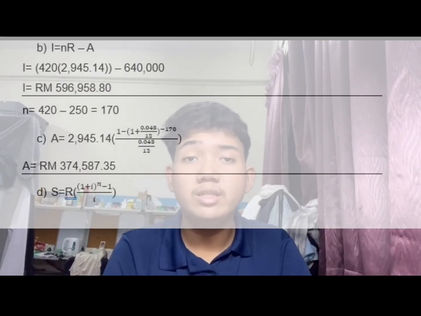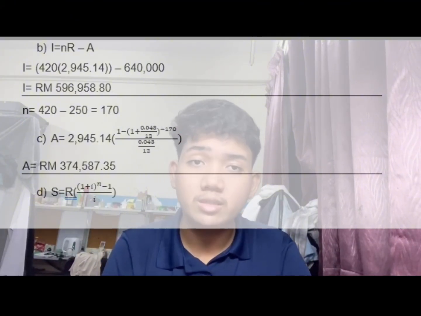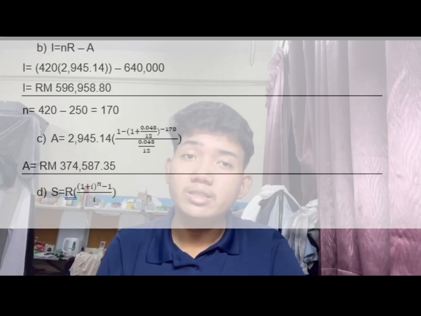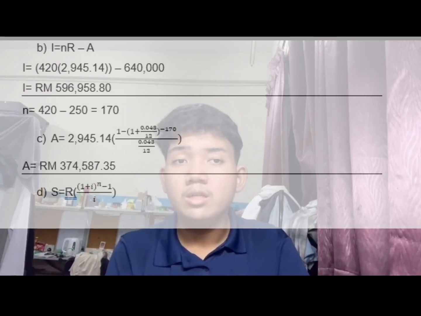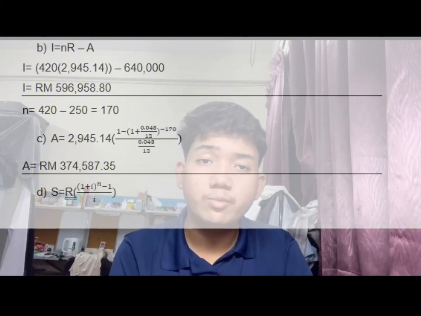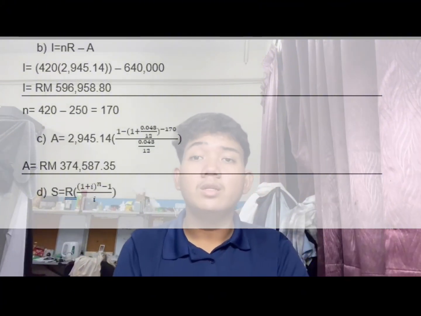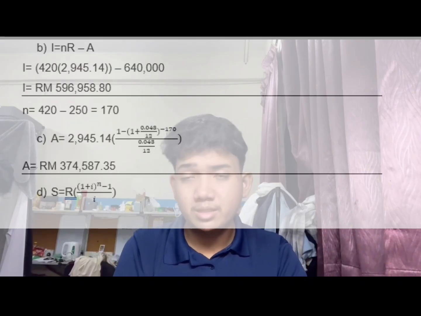The third question is, after making 250 monthly repayments, he decided to settle the remaining loan. Find the outstanding balance, and we need to find the new n. So 420 minus 250, and we get the new n as 170. The formula that we use is A equals R times (1 minus (1 + i) to the power of negative n) divided by i. Next, A equals 2,945.40 times (1 minus (1 + 0.043 divided by 12) to the power of negative 170) divided by 0.043 divided by 12. So we get A equal to RM 374,587.35.